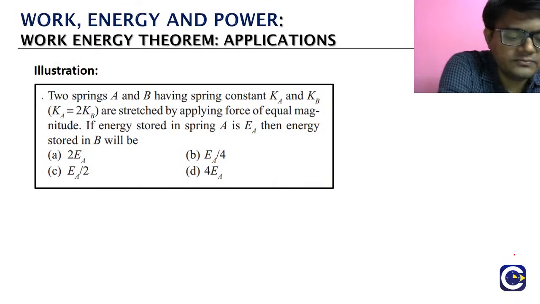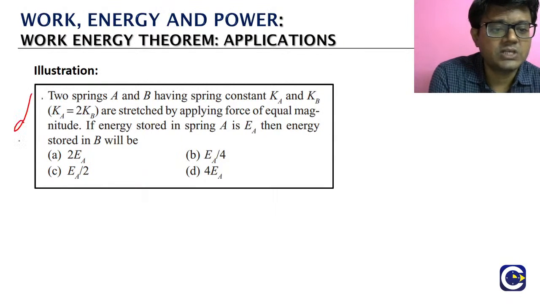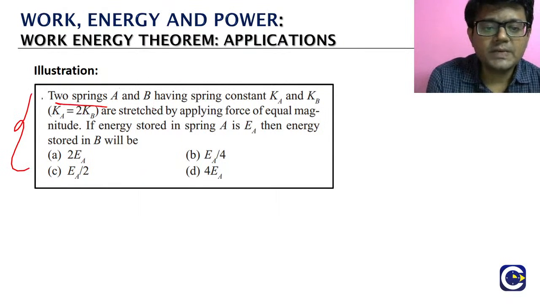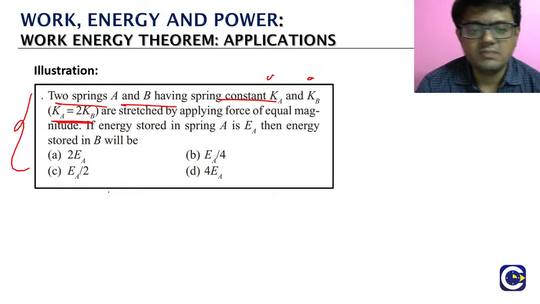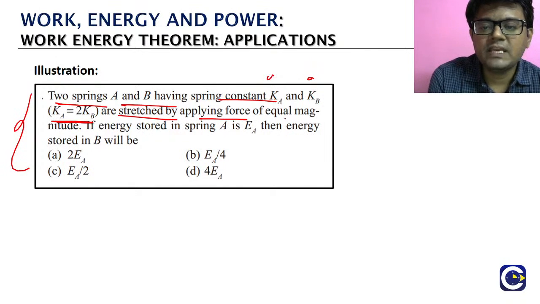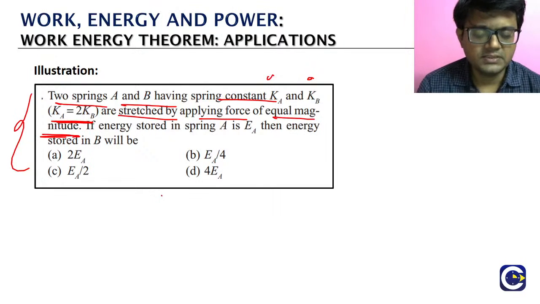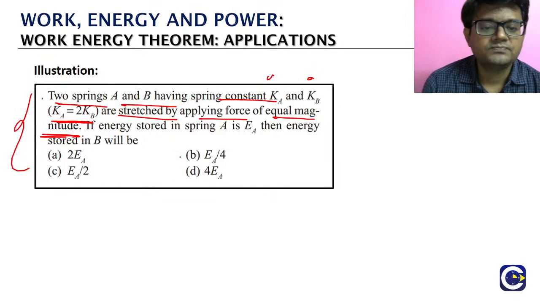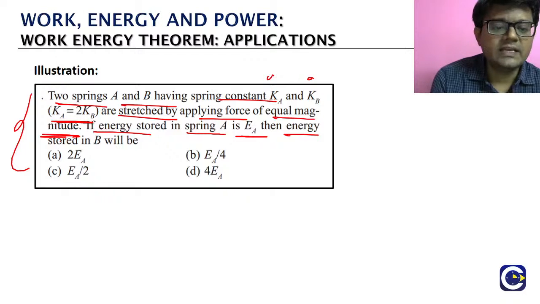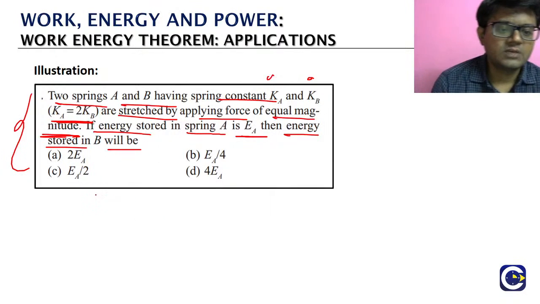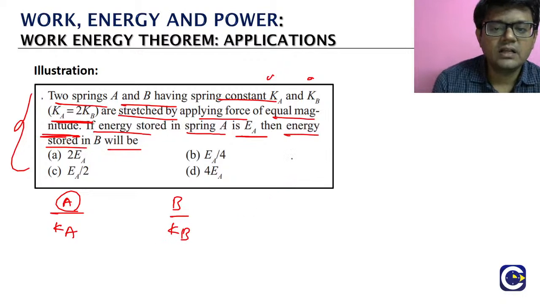We'll start with some very basic questions. This is about comparing the energy of two springs. Two springs A and B having spring constants Ka and Kb, where Ka is 2 times Kb, are stretched by applying a force of equal magnitude. If the energy stored in spring A is Ea, then the energy stored in spring B will be how much? Now look, the stiffness constants are Ka and Kb, and the relation is Ka is equal to 2 times Kb.